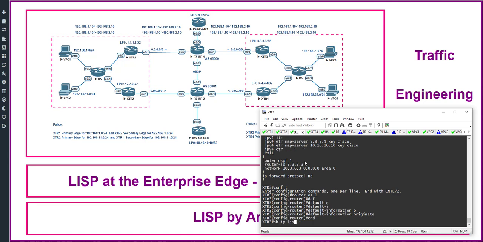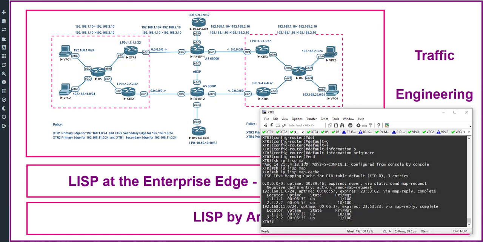Show IP LISP map cache can show us that here for the 192.168.10/24 we are receiving quad 1 with the priority of 1 and quad 2 with the priority of 10. This means that we sent the traffic from the R1 to R3, and for response the R3 now is using the quad 1. Okay, but here we have another information for 192.168.11.0.